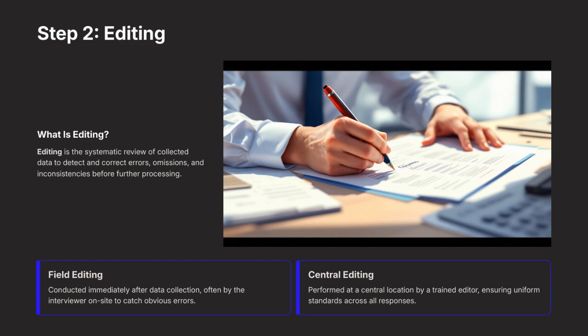Finally, it's important to understand that editing overall is a systematic review process. It involves carefully checking the collected data to identify and correct errors, omissions, and inconsistencies before moving on to the next steps. This step is crucial because it helps us ensure the data's accuracy and reliability, which ultimately supports the integrity of the entire research process.